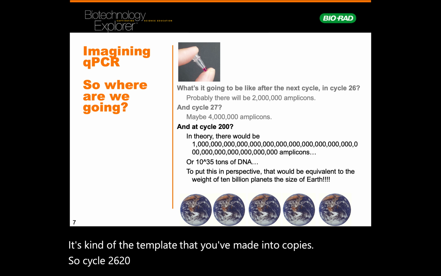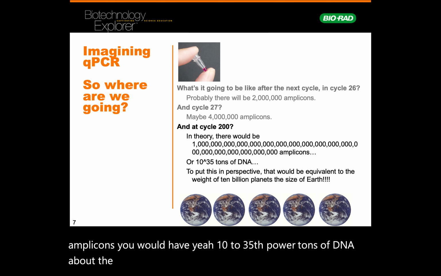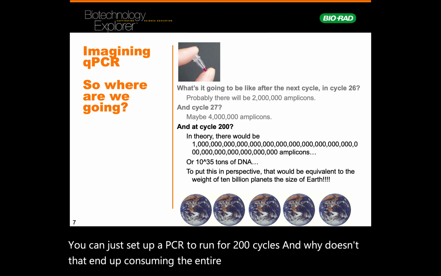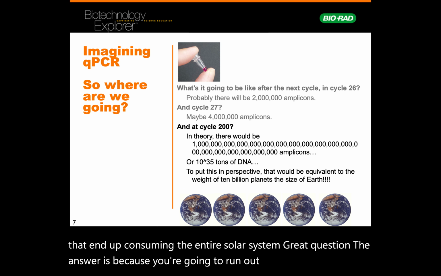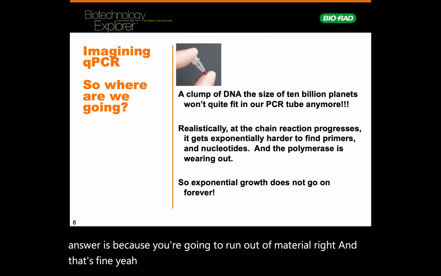What about cycle 200? You would have so many amplicons. You would have 10 to the 35th power tons of DNA, about the size of 10 billion Earth-sized planets. So you can just set up a PCR to run for 200 cycles, and why doesn't that end up consuming the entire solar system? Great question. The answer is because you're going to run out of material. And that's fine. It wouldn't fit in the PCR tube anymore if you had that much.